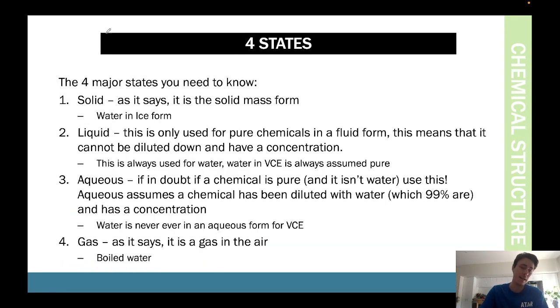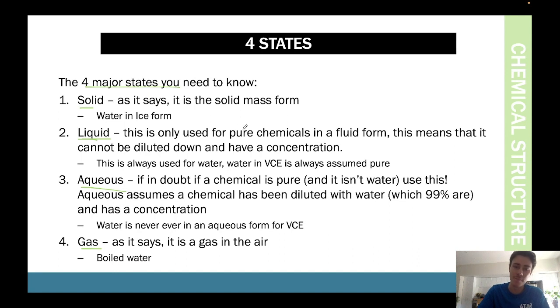We have these four major states. What I refer to by states is what form the molecule or compound is in. So we have solid, liquid, aqueous, and gas. Solid means, as it sounds, a solid mass. If it's in water and it's solid, that means it hasn't dissolved. That means it's a precipitate. If it's just a solid generally, like a metal, it's just a solid.